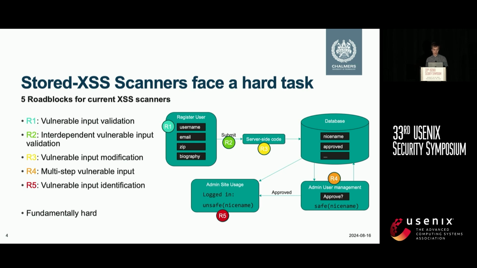After this, we might also have to solve some multi-step approach, because we're not just registering a user via one request, we're also going to have to make sure that this admin sends a different request for approving. And after those 4 roadblocks are solved, then we get to this final roadblock where I identify that there's code execution on this admin site usage panel. Each of these roadblocks presents some problems, but especially in combination, we have a fundamentally hard problem.